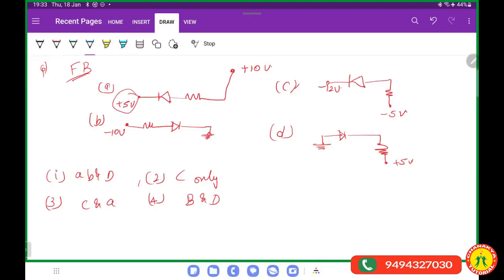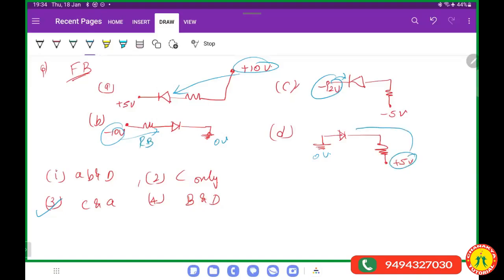Are you able to understand what I'm saying? So not just C, it is A and C. Positive is connected to this one and negative connected to the negative one. But this is zero voltage. Grounded means zero voltage. And negative connected to this one is wrong, which means it is reverse bias. Positive connected to this one means reverse bias.